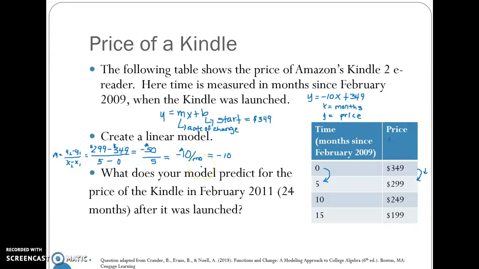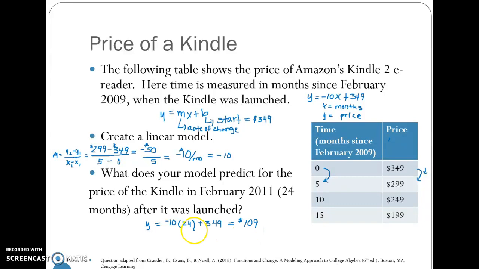So then it asks me as my second question, what does your model predict for the price of the Kindle in February 2011? So exactly 2 years or 24 months after it was launched. So since months is my x value, I'll put that 24 into my equation where the x is. And so I go ahead, I put that into my calculator, and when I do that math, 2 years later, the Kindle was costing $109.